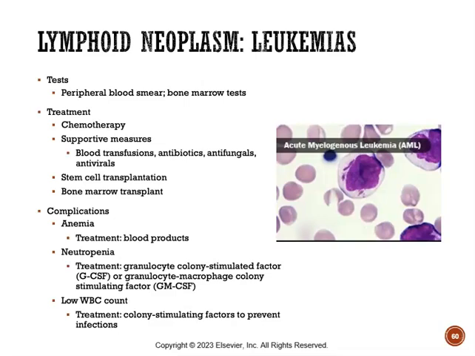And complications, unfortunately, are common. Like we mentioned, anemia could be treated with blood products, while neutropenia, which we know is going to be a dangerous drop in our white blood cells, specifically neutrophils, would require maybe that granulocyte colony stimulating factor in order to boost that white blood cell production and help boost our immune function.